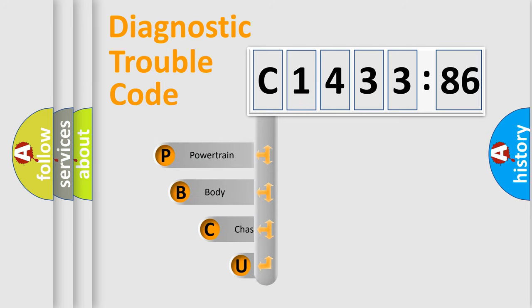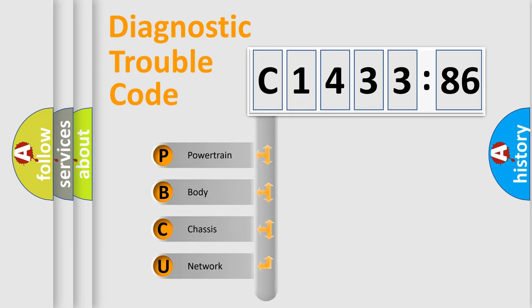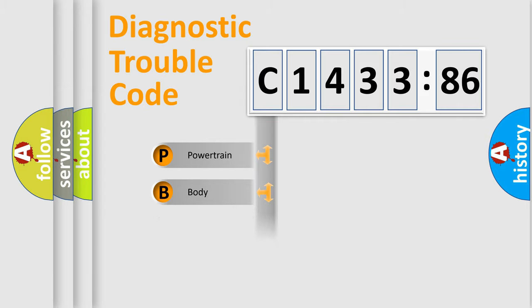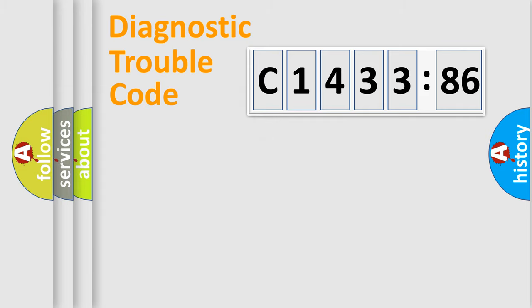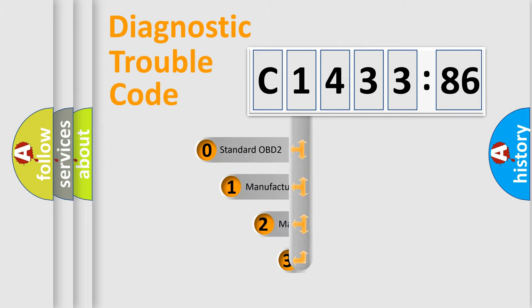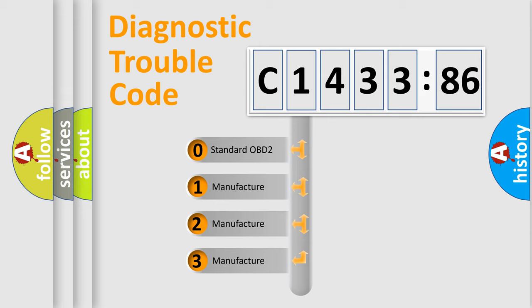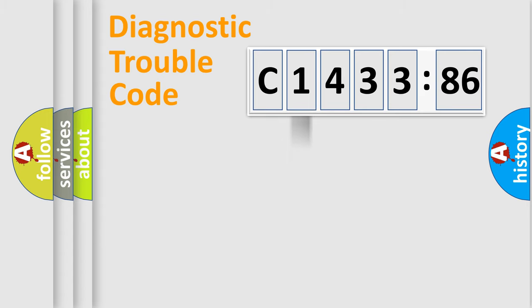Let's do this. First, let's look at the history of diagnostic fault code composition according to the OBD2 protocol, which is unified for all automakers since 2000. We divide the electric system of an automobile into the four basic units: powertrain, body, chassis, network. This distribution is defined in the first character of the code. If the second character is expressed as zero, it is a standardized error.